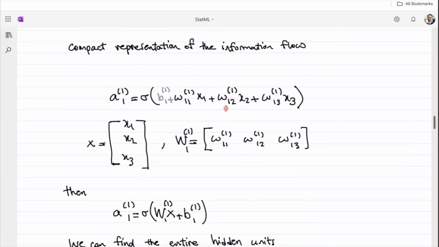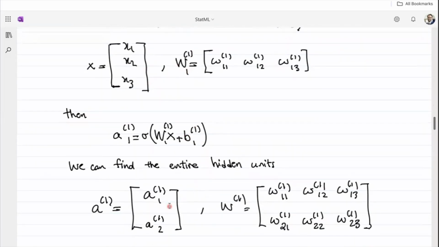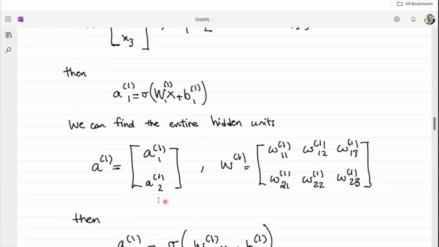And this is something that you can easily write using matrix vector multiplication in general. So let's say you have a vector of all input features, and then you put all these weights that you have here in a row vector. So now you can easily show that this is multiplying this row vector by this column vector, and then adding this constant B11 that you have. And if you want to find all the nodes that you have in that hidden layer, you can also concatenate these. So now you have this A1, which is a vector that contains A11 and A12.